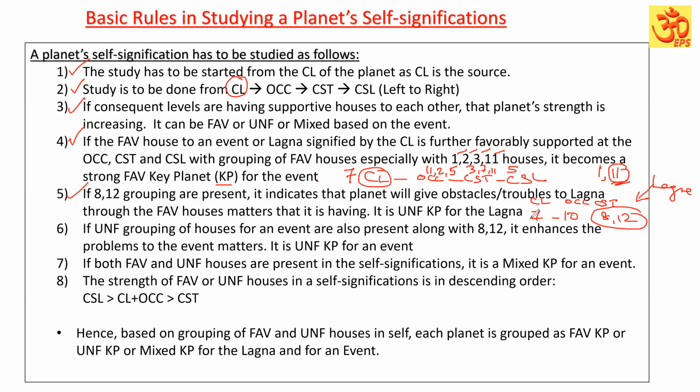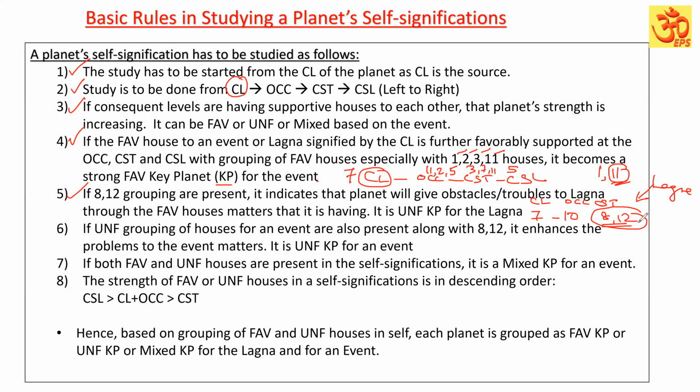What matters? The 7th house is favorable to Lagna for the event of marriage in general. 10th house also is an important house for the event of profession. But for the event of marriage, the 10th house is not much supportive. It means what? Through the 7th house, through the 10th house, Lagna will face obstacles. It means 7 and 10 are favorable for the business or professional prospects, but 8 and 12 will give obstacles to these events, to the 7th house, 10th house matters. Through that, Lagna will face obstacles.